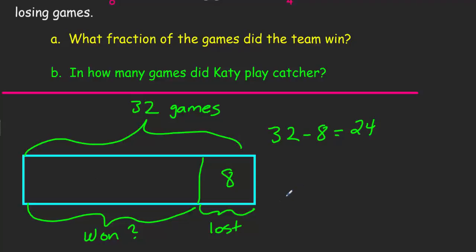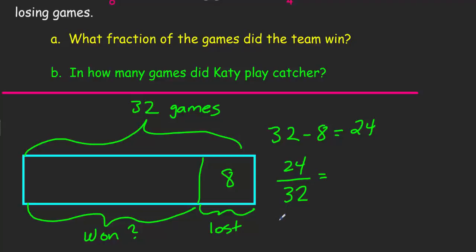But the question that's being asked of us is, what fraction of the games did the team win? So we're looking at a fraction. Remember, when we look at fractions, we're always looking at parts of the whole and how that whole is divided. In this problem, 32 is our whole. And so how many games of 32 were won? That's what they want to know: the fraction of the games the team won. So I could put 24 over 32. That's my answer. That's the fraction.